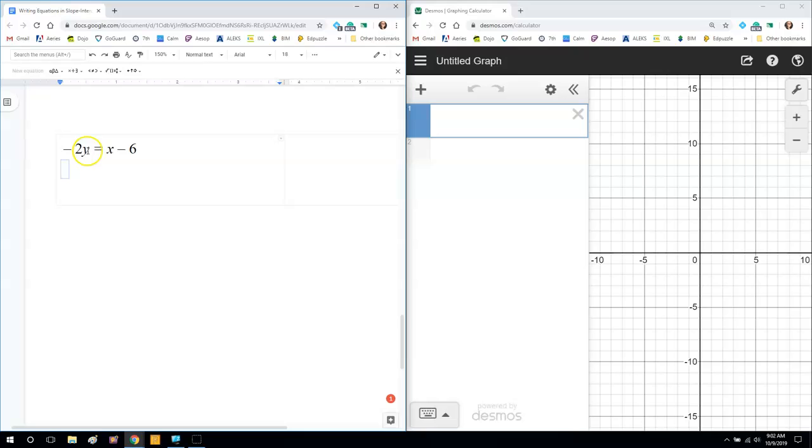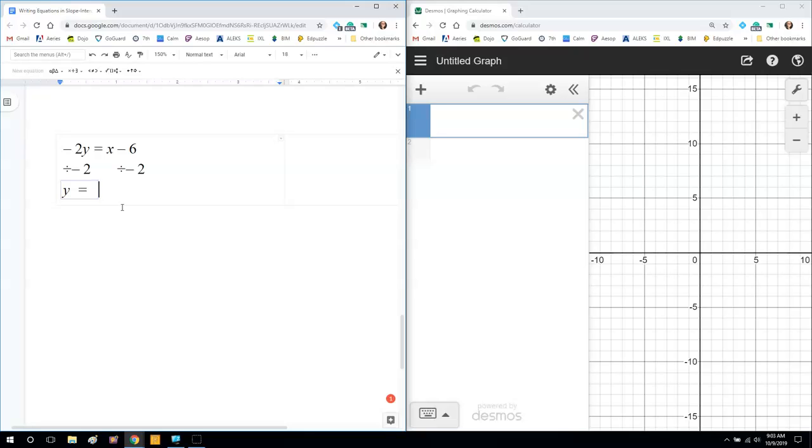Okay, so if I have negative 2y equals x minus 6, I do need to isolate my variable by using inverse operations. So I'm going to go ahead and divide both sides by negative 2. Okay, I'm going to divide on both sides. Okay, and that would leave me with y. Negative 2y divided by negative 2 is y.